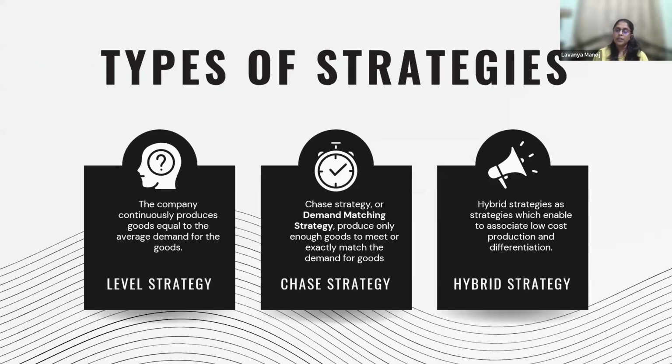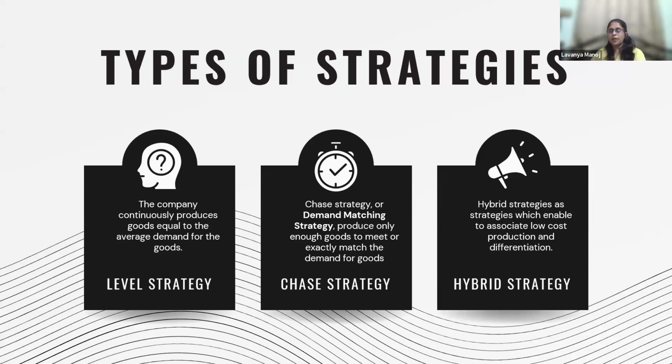Then we have three types of strategies. The first one is level strategy. That is, the company continuously produces goods equal to the average demand of the goods. This is done when there is an average demand for the company's products, so there is always a demand. There is no out of stock situation happening, and no dead stock situation.